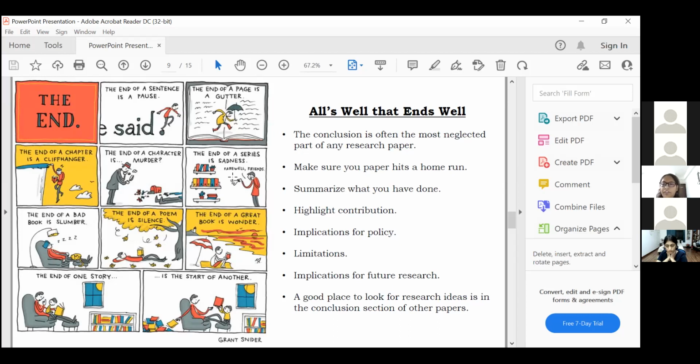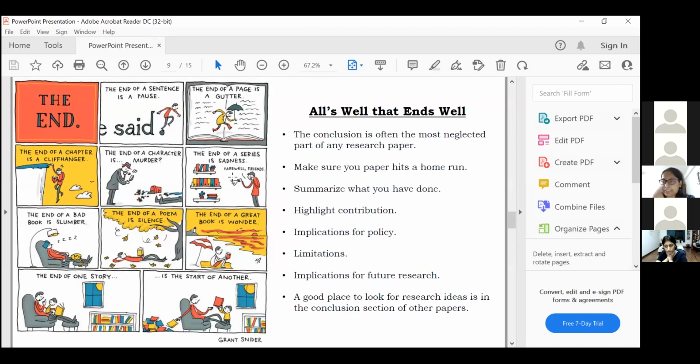Often it's a neglected part of the paper. By the time we reach the conclusion section of the paper, we are exhausted, and we just hurriedly write something and send it forward. So how do you make sure that you write a good contribution section? Remember, your paper has to hit a home run, which means you have to go back to where you started. So here you summarize the results, you highlight what you have done, highlight the contribution. You started your paper with a research question, you told your reader this is what I was going to do, and so remind them that you have done that.